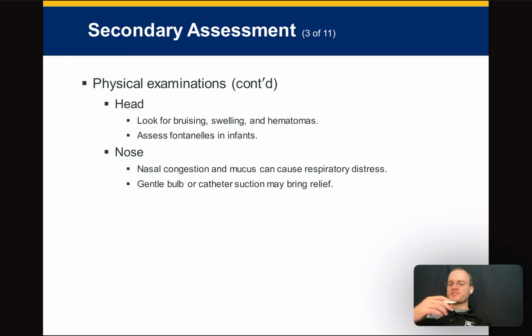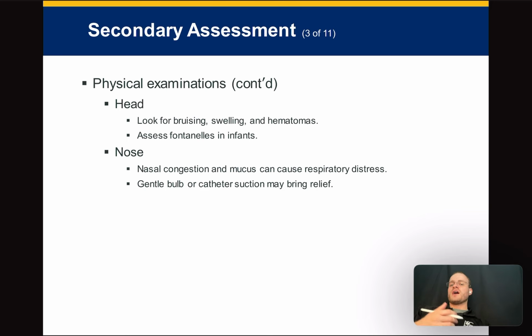So in our assessment of children, we look at their head for bruising. What's the medical word for bruising? Hematomas, the color of bruising, ecchymosis, right? Swelling, hematomas, okay? What's the medical word for swelling? Edema. We assess the fontanelles in infants. This should be soft. It should not be bulging, and it should not be severely depressed. If it's severely depressed, you think dehydration. If it's bulging, you think shaken baby syndrome or perhaps meningitis.